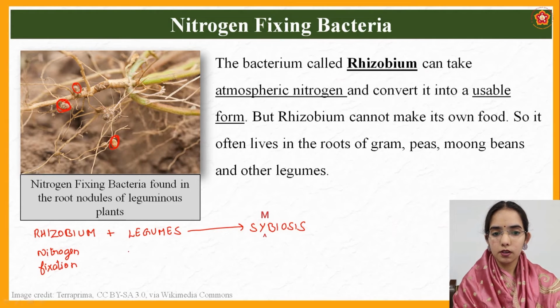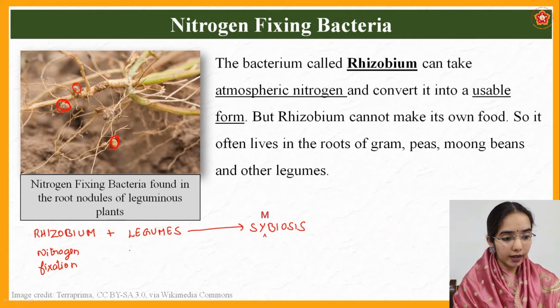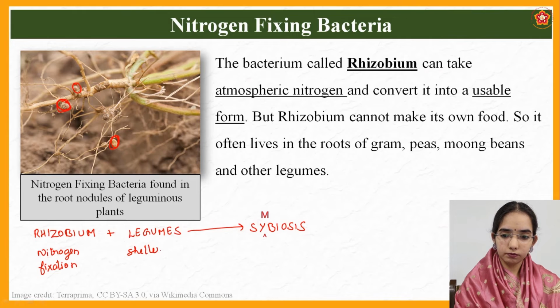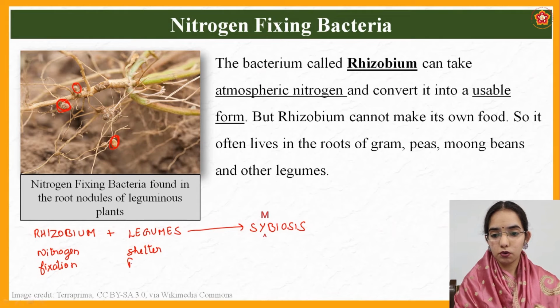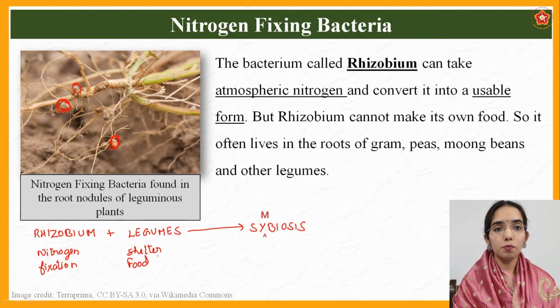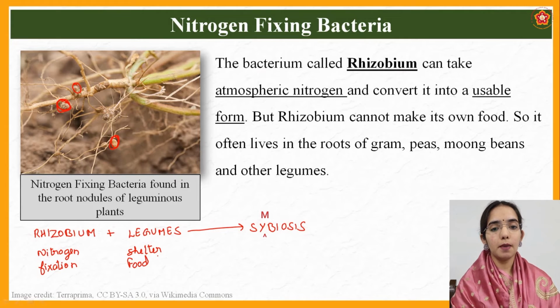And legumes, they provide shelter mainly, and also food, because these bacteria cannot prepare their own food. Over here the rhizobium bacteria can take in atmospheric nitrogen and convert it into a usable form. But rhizobium cannot make its own food, so it is living inside the roots of leguminous plants.